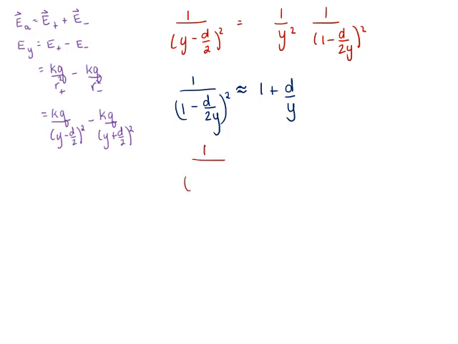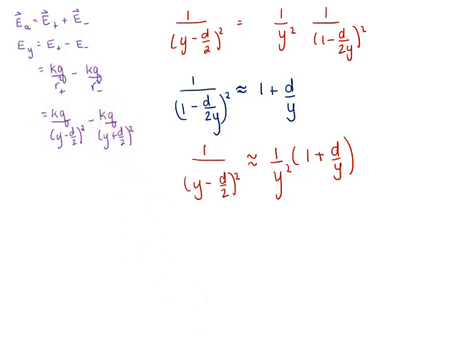1 over (y minus d over 2) squared is now approximately equal to 1 over y squared times (1 plus d over y). So that takes care of how we're going to manage this part. We have two parts in our expression. We have a bit over here.